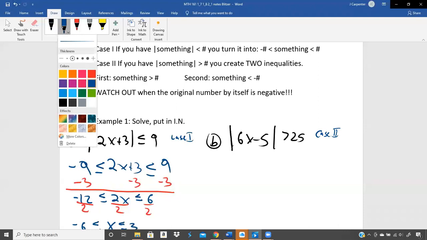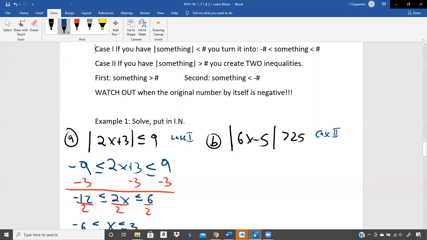So in blue, we will make two separate inequalities. We can't do the same thing as last time. First, we set the inside bigger than the number. It always basically just looks like we drop the absolute value sign for the first part. So we do 6x minus 5 is bigger than 25. And then we have, or, because it could be the other window, you set the inside, do not change that to a plus 5, and you reverse the direction, less than, and you make it a negative 25. So two different inequalities to solve.